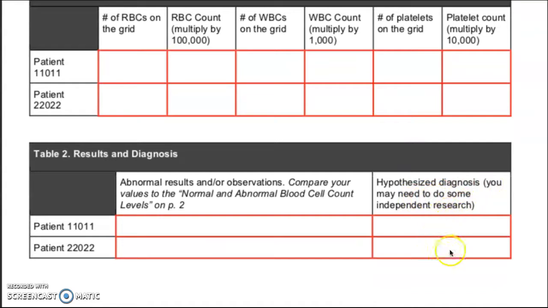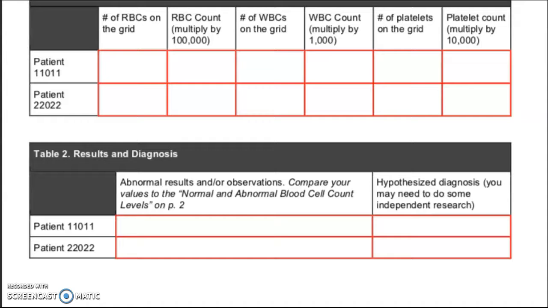You might need to do a little bit of independent research, but I think overall this is pretty simple. On the summative assessment next Thursday, you will have another patient with a blood cell count and you'll basically just have to do the same thing. So this will come back, make sure you pay attention to what you're doing.